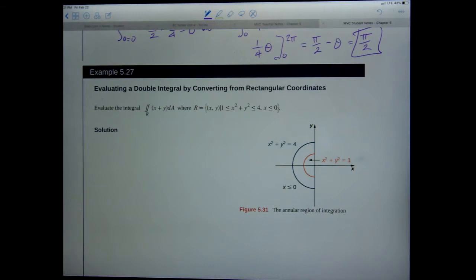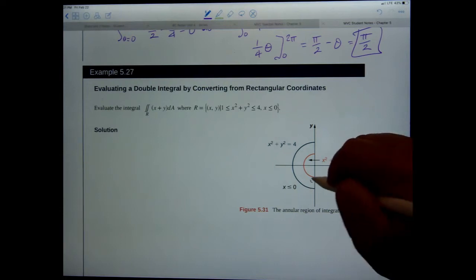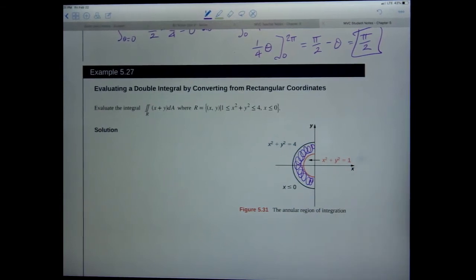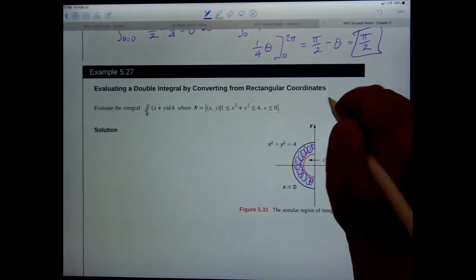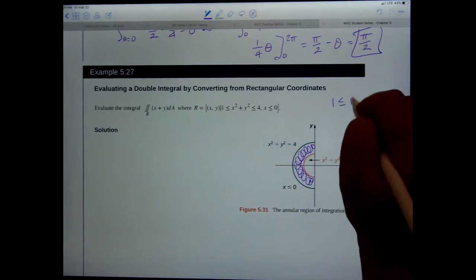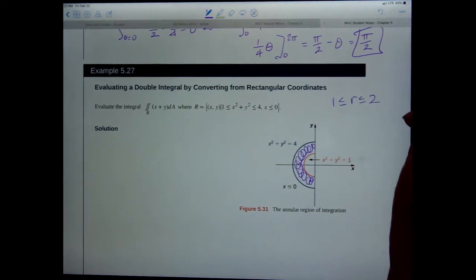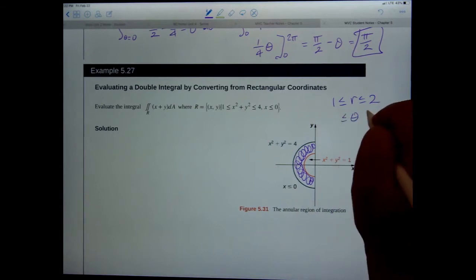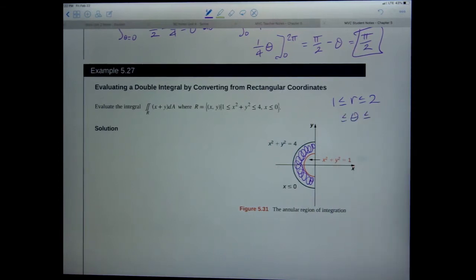What do my r's go from in this picture? If I'm talking about this in here, 1 to 2. Agreed? So we can say that r is between 1 and 2. And what about theta? For that shaded part, what is theta between? Pi halves and 3 pi halves.